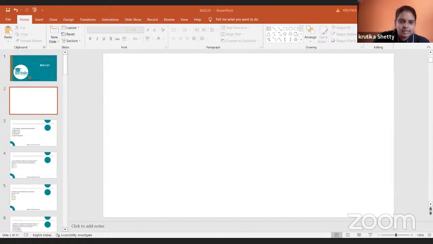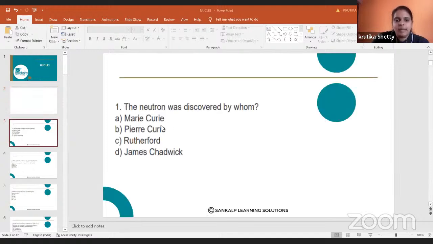So now at the end we will see this nuclei lesson again, based on these 2 marks questions you may get in the Karnataka CET. Here is our first question: the neutron was discovered by whom? Marie Curie, Pierre Curie, Rutherford, James Chadwick. Harshita and Lohit are saying it is option D, James Chadwick. Yes, correct. The discovery of the neutron was given by James Chadwick. It is the right answer.